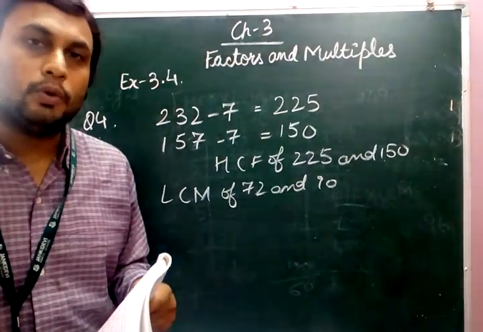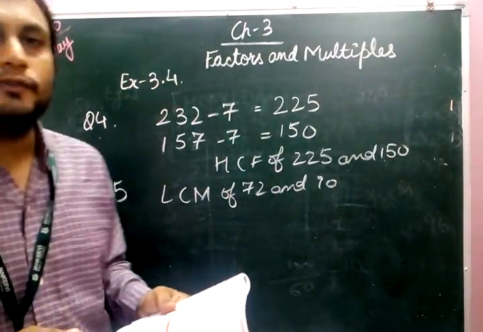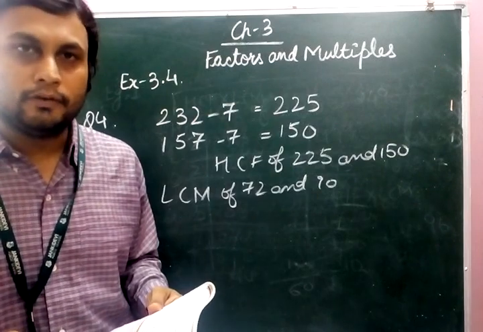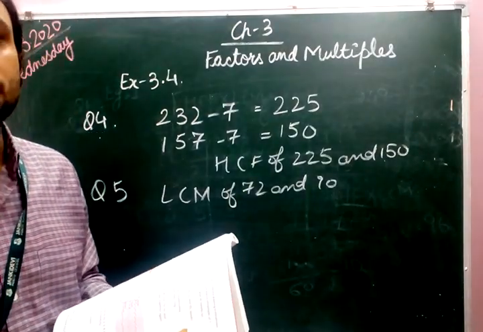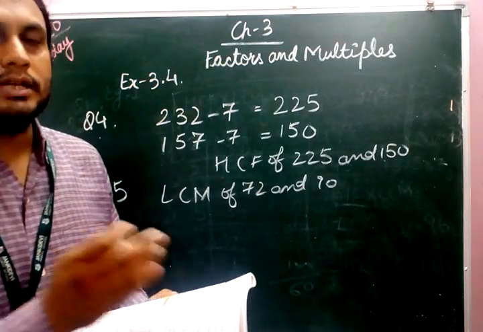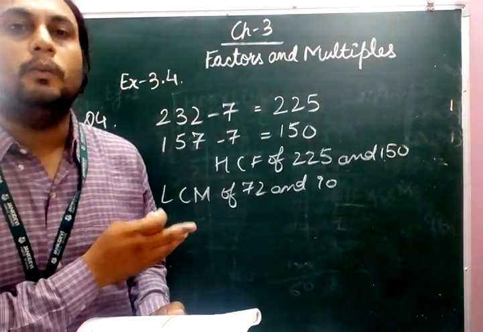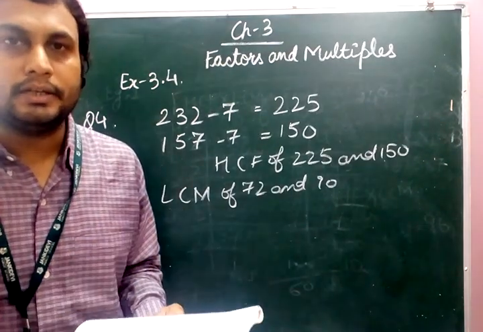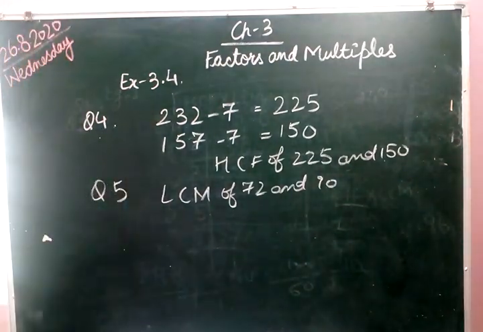Next question, find the smallest number which when divided by 32, 39, 52 and 65 leaves a remainder of 5 in each case. So what you have to do, first you have to take out the LCM of these numbers, 39, 52, 65, and whatever number comes, you have to add 5, just like we did in our example. Is that clear to you?